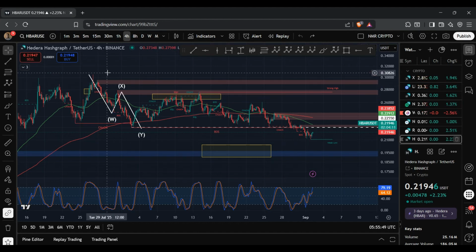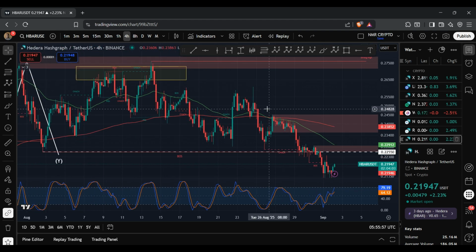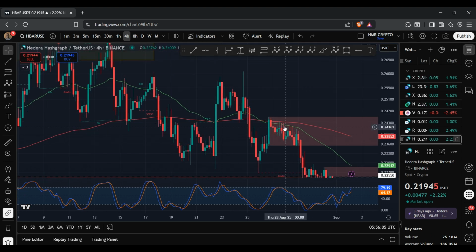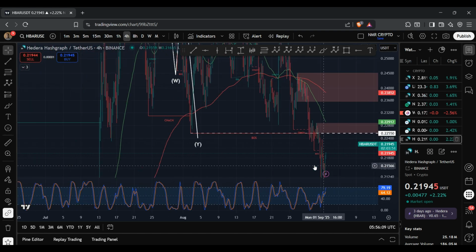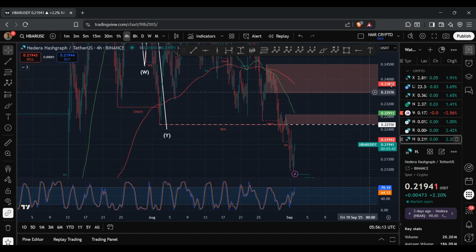So HBAR has been in a correction over the past month, and on the move to the downside, we have had some bearish signals being triggered, with the first one being this death cross event that took place on Tuesday, the 26th of August, and that then led to the price of HBAR getting rejected at the 50 MA, and that then led to this deeper move to the downside where we breached past this level here at 22.55 cents.